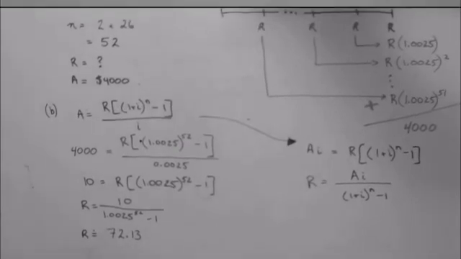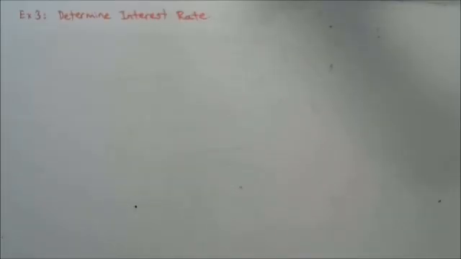There you go. In example 3, we're going to be using the same formula. We're going to be determining the interest rate this time. Now, this gets a little bit tougher because we have an I in the numerator and in the denominator. So the way that we're going to do this is actually just set up our formula, and then we're going to graph both sides like we did last lesson and see where they intersect.